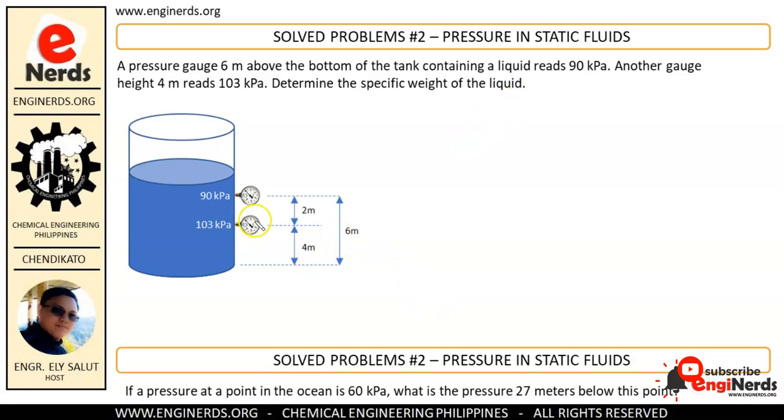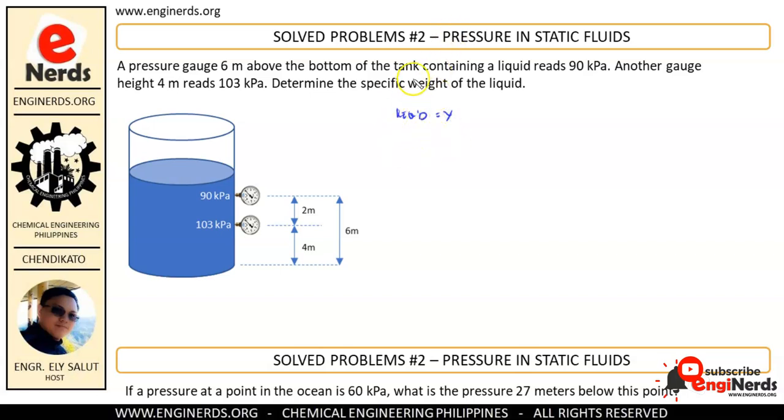So, this is our illustration. This is the bottom of our tank. The first sentence says a pressure gauge 6 meters above the bottom. So, at this point, we have a reading on our pressure gauge of 90 kilopascal. And another one, 4 meters from the bottom, has a reading of 103 kilopascal. So, the height from this gauge to this gauge is equal to 2 meters, because 6 minus 4 is equal to 2 meters. The required here is to find our specific weight.